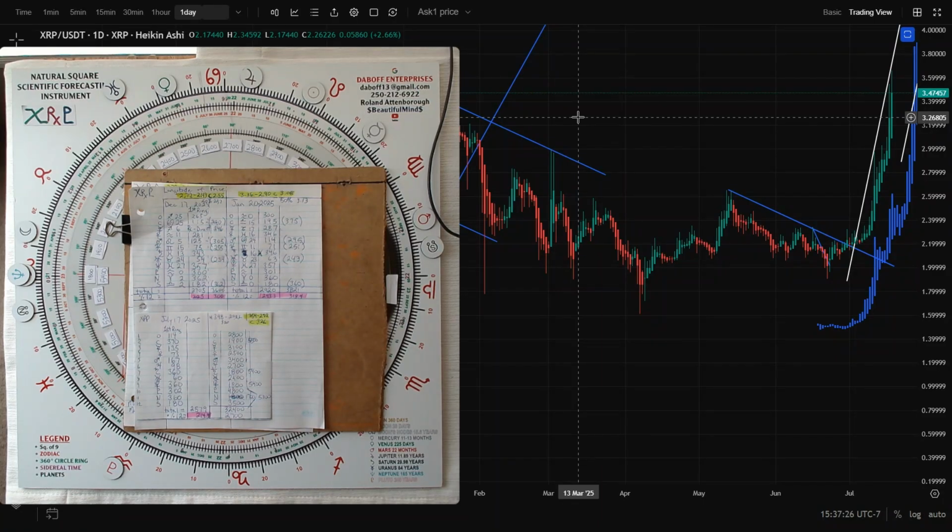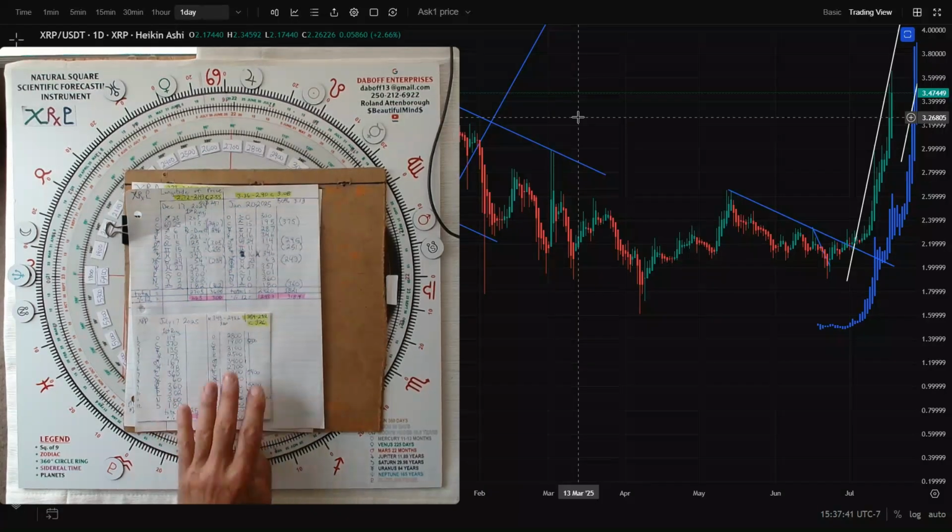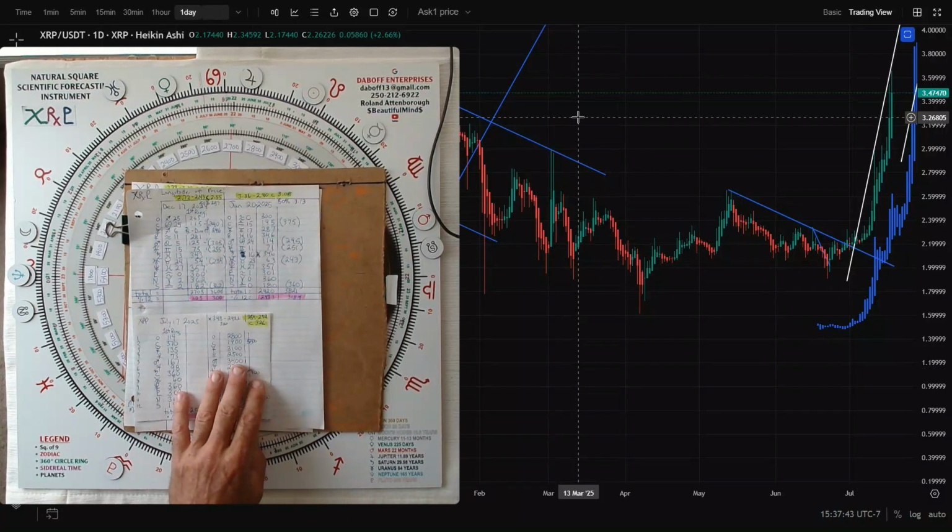Today we're going to take a little look at the square and the longitude of the prices, but I'm going to speed us through a little bit of stuff so that we can catch up and look at what Liam asked me. All right, here we go.